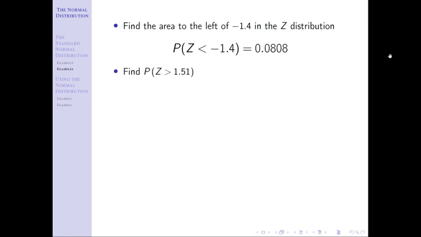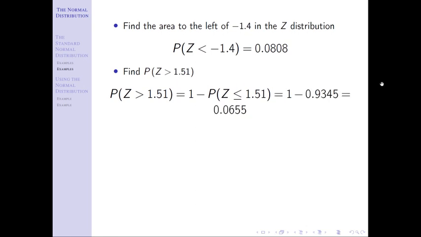Next one's probability z greater than 1.51. So now I need to rewrite that probability statement because the table only works as less than. So that's 1 minus the probability z is less than 1.51. Now I get to replace that with a value from the table to arrive at my answer.